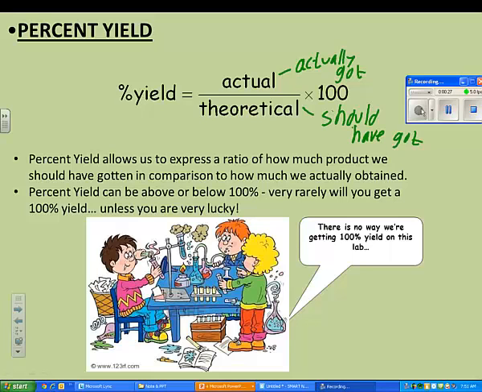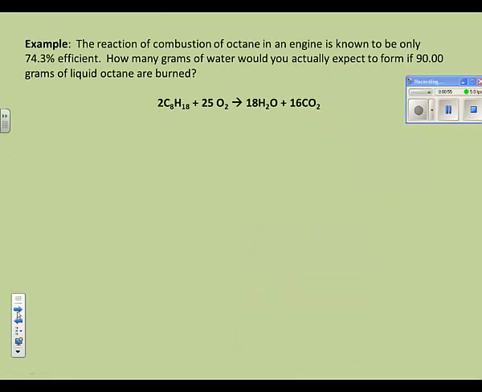Simple division problem, you're getting a percentage. You're going to get a decimal, multiply it by 100. Important things to know is that percent yield can be above or below 100. Very rarely will you get 100% yield, and a lot of this depends on the actual atmospheric conditions and the weather for that day, believe it or not. Because all the water in the atmosphere and high humidity, heat, all these things affect your actual output when you're doing an experiment. But all you're going to be really required to do is to calculate it.